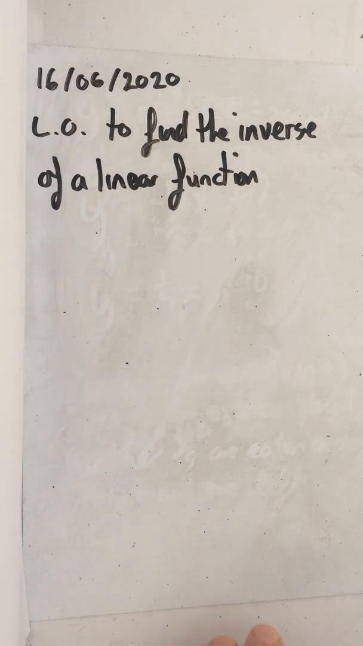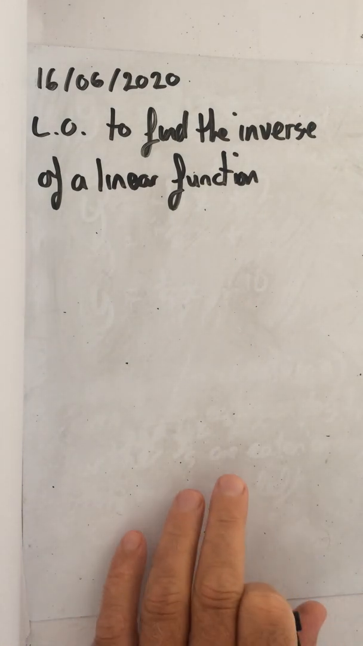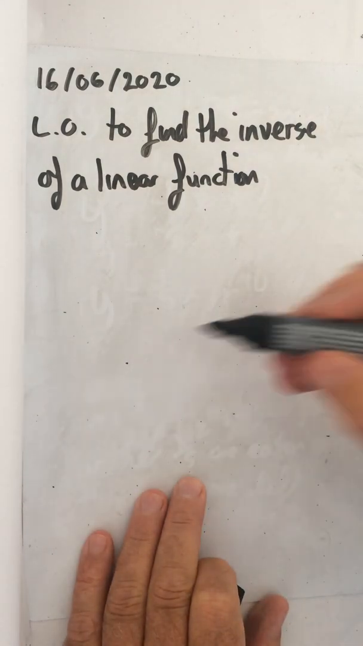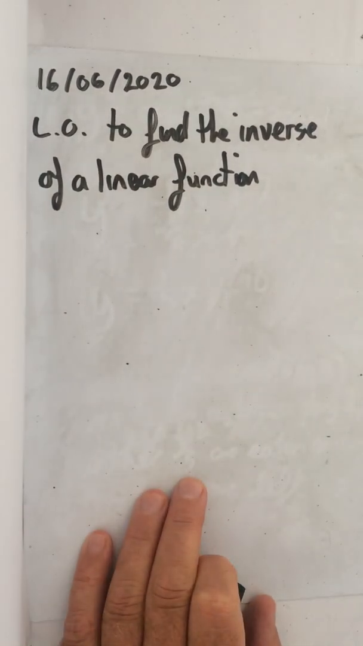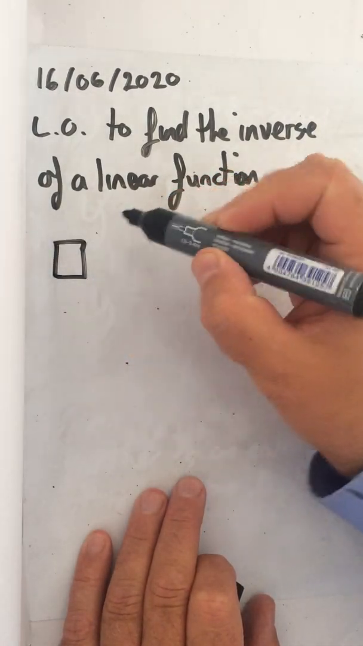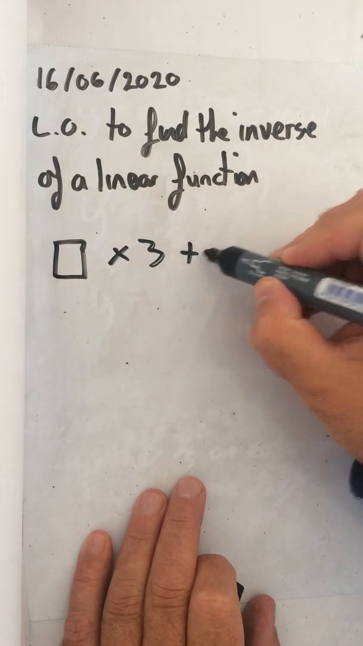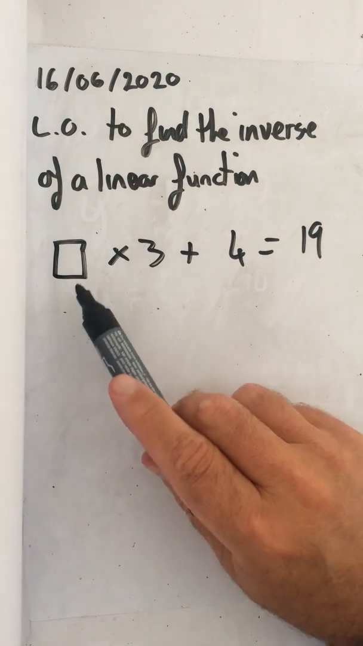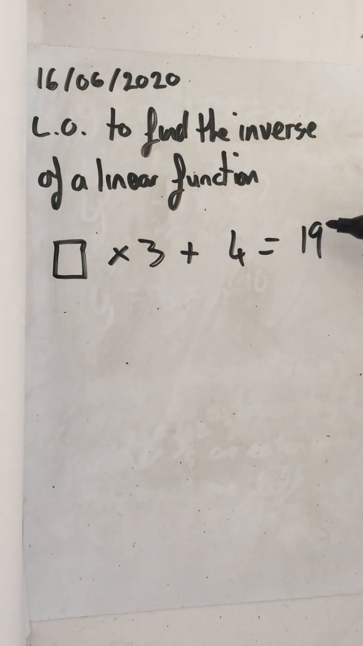Right, okay, so as we can see, inverse of linear functions. So inverse means the opposite. Okay, inverse means the opposite. So going back to stuff you might have done when you were in year 6: if that times 3 plus 4 equals 19. Now, in order to find this, I work backwards. And when I work backwards, I do the opposite function.